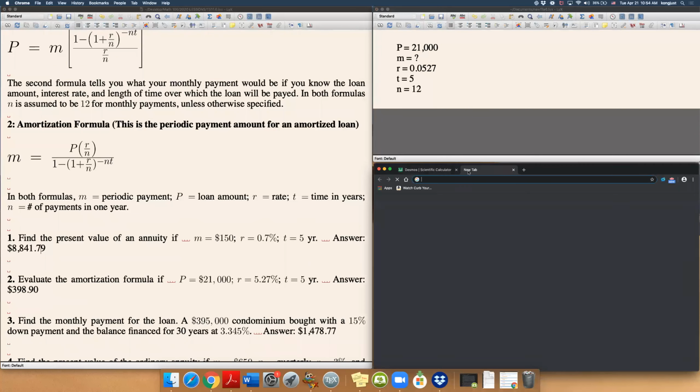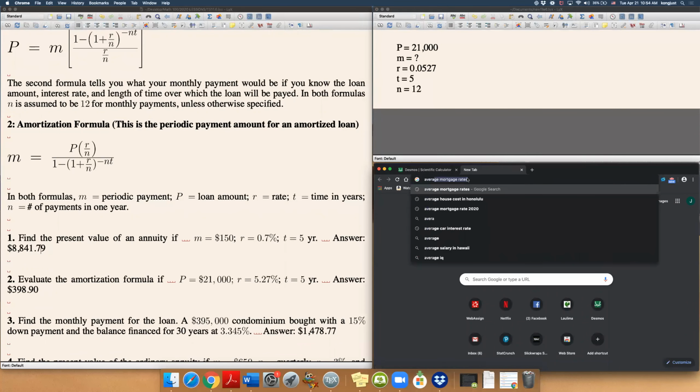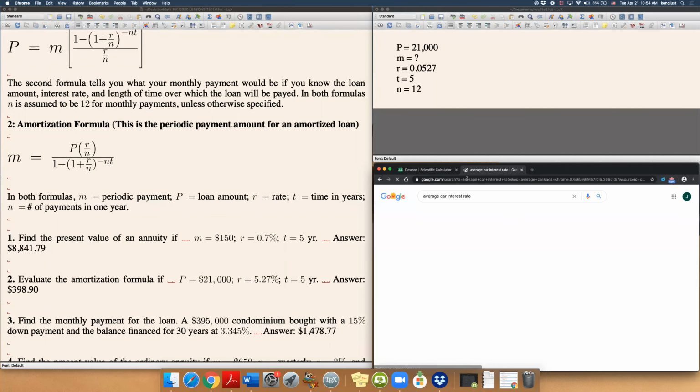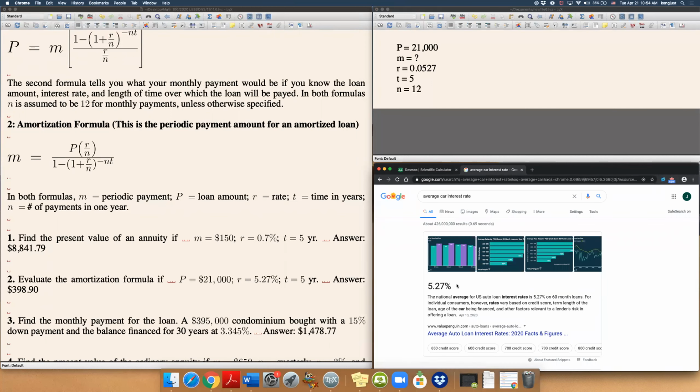I'm thinking about a car loan, so I took this number from the average car interest rate. So the average US auto loan interest rate is 5.27%. That's where this came from. So this is an actual situation, right? You're gonna buy a car, your car costs $21,000. Or at least that's how much you're gonna finance. So let's say maybe you made a down payment and this is the remainder that you have to pay. 5 years is a typical period. They usually say it as 60 months, but it's the same thing, 5 years. And so you wanna know what your monthly payment is gonna be.